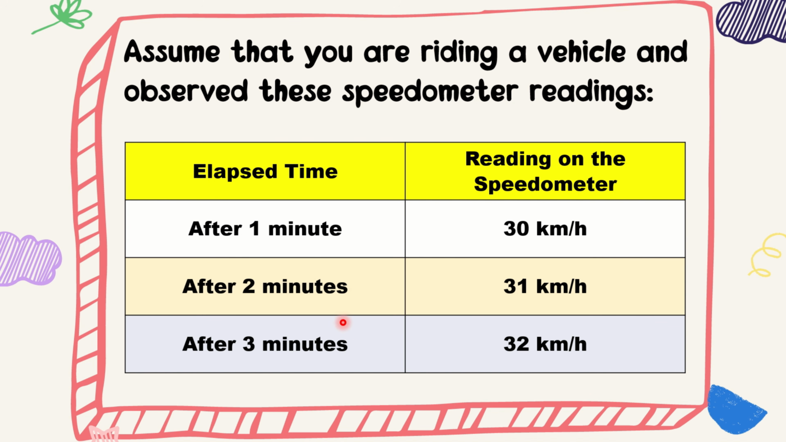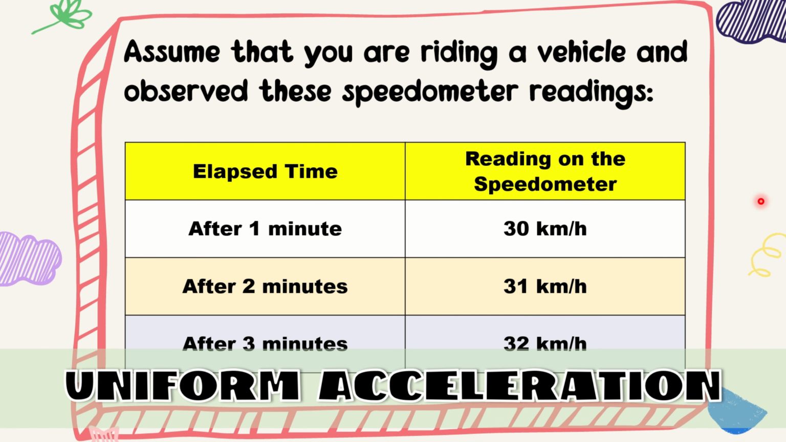This means that the vehicle speeds up. Every minute, there is a 1 km/h increase in the speed of the vehicle. The increase for every minute is constant. Therefore, we can say that the vehicle has uniform acceleration. This vehicle exhibits a uniform or constant acceleration.